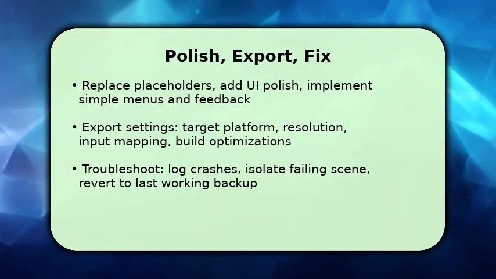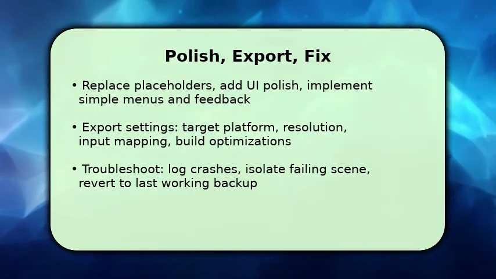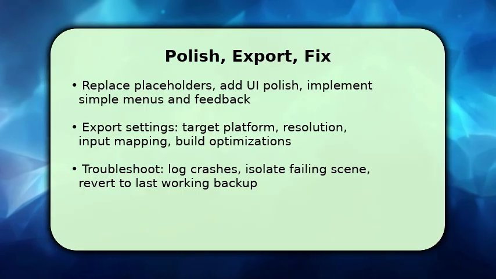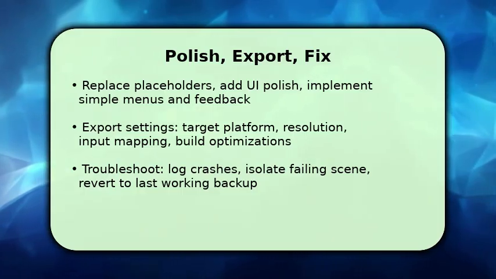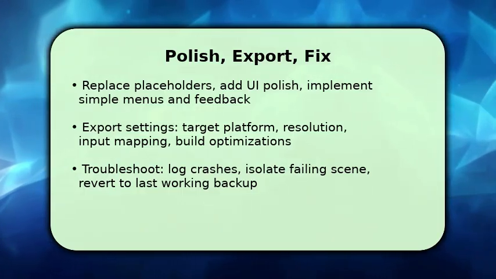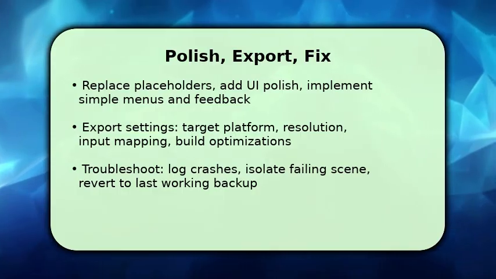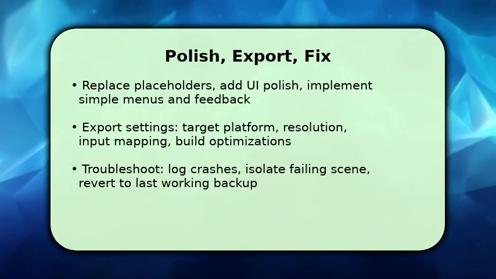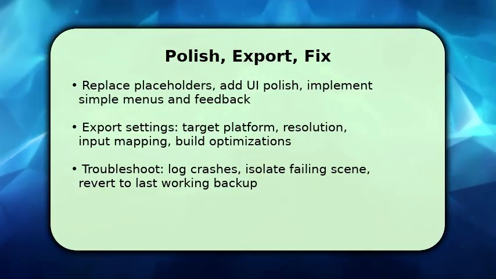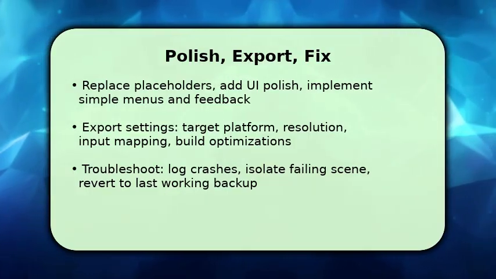Test the build on the target device and watch for performance spikes. If things go wrong, isolate the failing scene and reproduce the error. Revert to the last working backup if needed, then reapply changes incrementally. This disciplined approach minimizes regressions and gets you to a stable release.